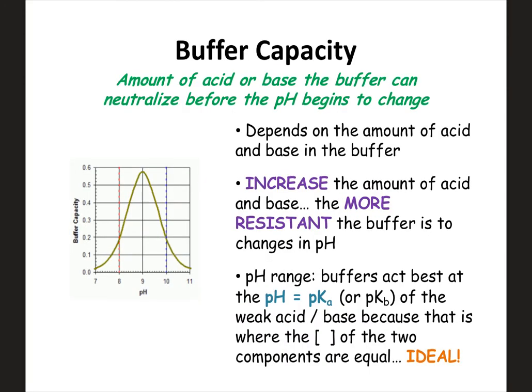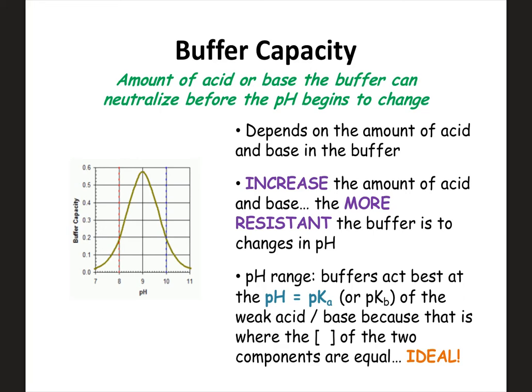I want to talk a little bit here about buffer capacity. This is referring to the amount of acid or base the buffer can neutralize before the pH of the buffer begins to change. Remember, the buffer is going to resist changes in pH here. So there's a certain capacity that exists. There's a certain amount of acid or base that can be added to a buffer that it can destroy before it stops buffering. So obviously, this is going to depend on the amount here of the acid or the base in the buffer itself. If you increase the amount of acid or base in the buffer, the more resistant the buffer is going to be to changes in pH.